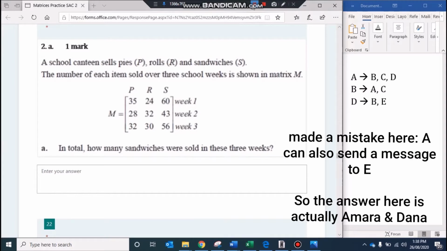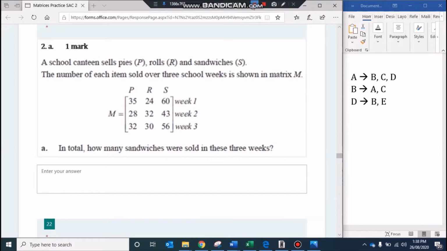So we've got a school canteen selling pies, rolls, and sandwiches, and we've got the number of each item sold over 3 school weeks shown in this matrix. First question for 1 mark is how many sandwiches were sold in the 3 weeks? This question is just asking you to understand what this information actually is, just understanding what the matrix is.